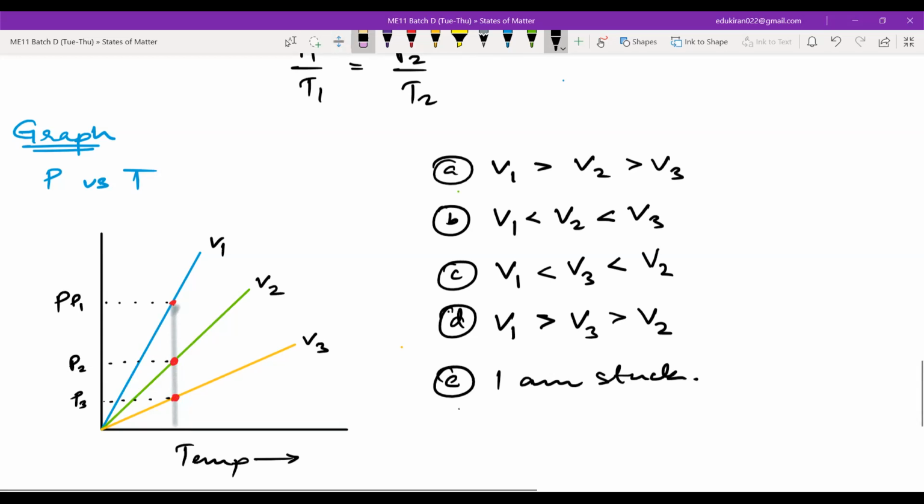You just have to think about the pressure. I mean, you just have to think about the volume, okay? All of you will give me an answer A, B, C, D, E. You have all the options available. Please send me the answer.